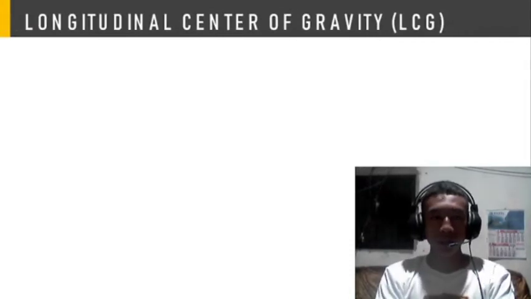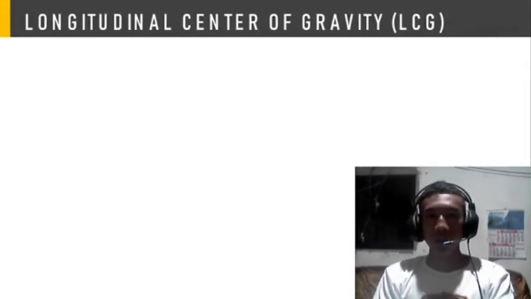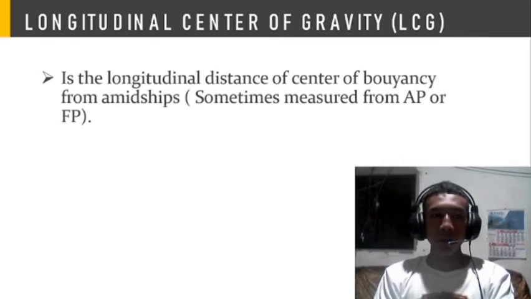Next, the longitudinal center of gravity, or LCG, is the longitudinal distance of the center of buoyancy from amidship, sometimes measured from AP or FP. So the longitudinal position of the center of buoyancy with respect to any reference point of the ship is called the longitudinal center of gravity.